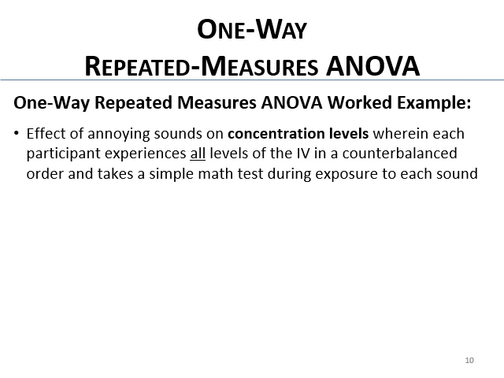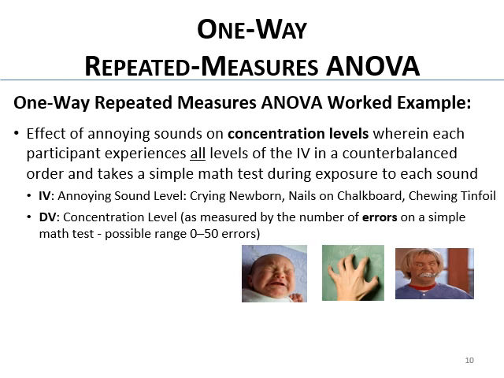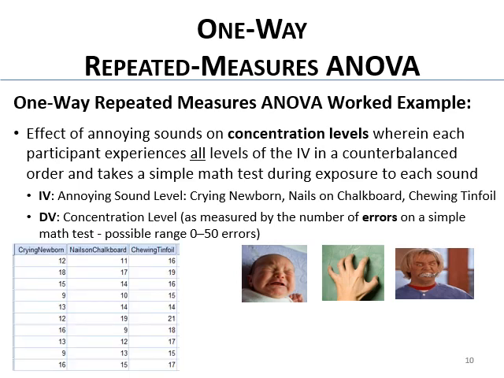That's called counterbalancing. Your independent variable has 3 levels. It's the annoying sound level: crying newborn, nails on chalkboard, chewing tinfoil. Your DV is concentration level, operationally defined as the number of errors people make on a simple math test. Each one is 50 questions, so they can make 0 to 50 errors. More impact on concentration is the inference.